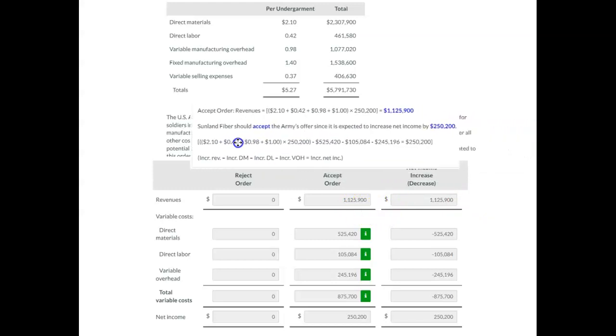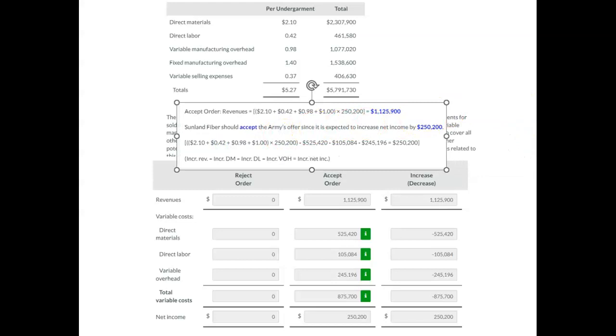And if I slide this over, you can see right here that if we take 210 times 42 cents plus 98 and $1, right? It gave us the 210 of direct materials, the 42 cents of direct labor, and the 98 cents of variable manufacturing, and $1 profit. And we multiply that times the quantity of the offer, we can calculate the revenues. That's where the 1,125,900 comes in.